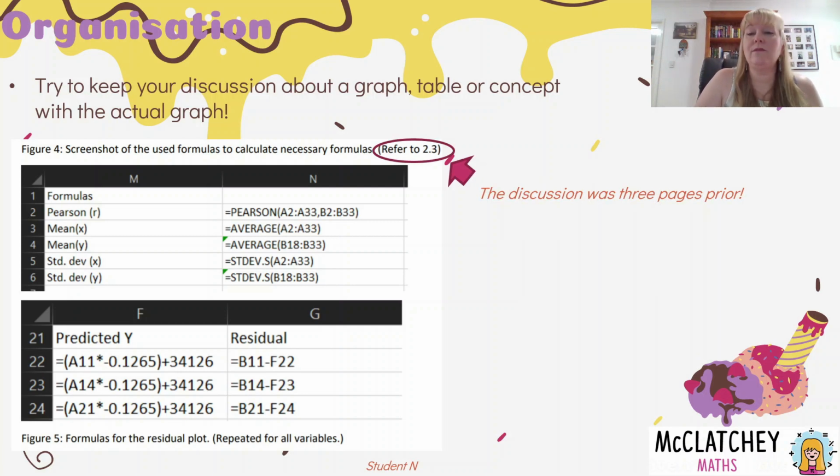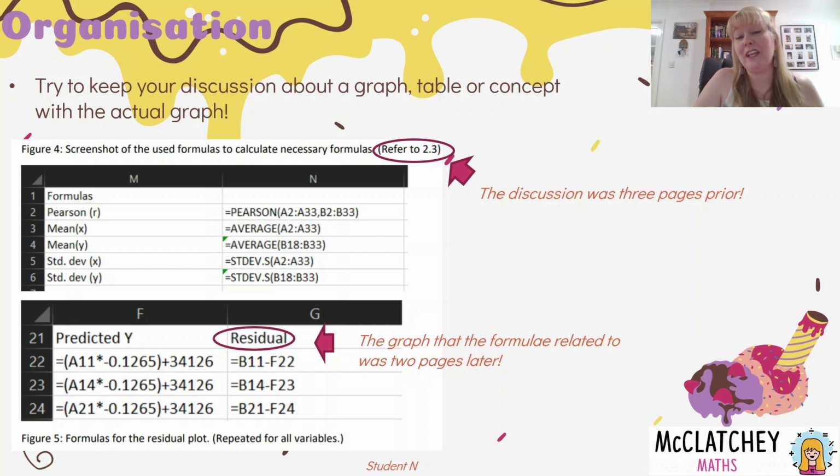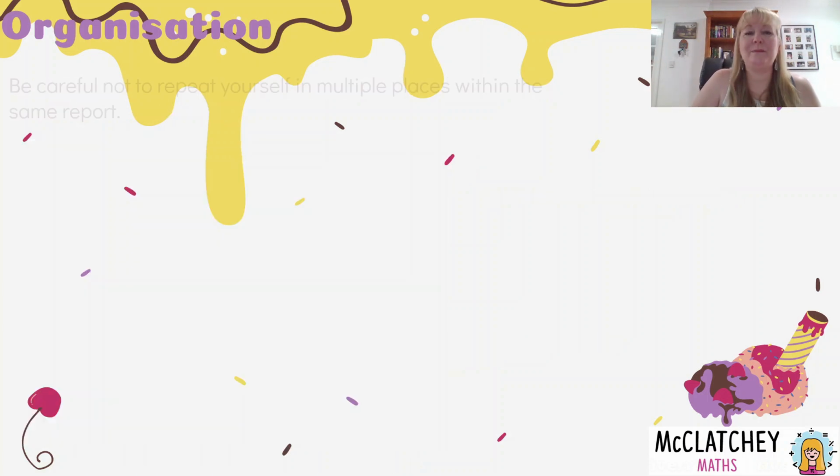But then this was for a discussion that went 3 pages earlier. It would have been far better to actually put that screenshot of those formulas with the discussion that they're related to. And this section at the bottom was actually for a graph that was presented 2 pages afterwards. So this really affected their organisation because they've basically just dumped every formula that they're using onto the one page rather than putting this little first section with the discussion that it was related to and then these formulas with the graph that they created. So keep your information together.